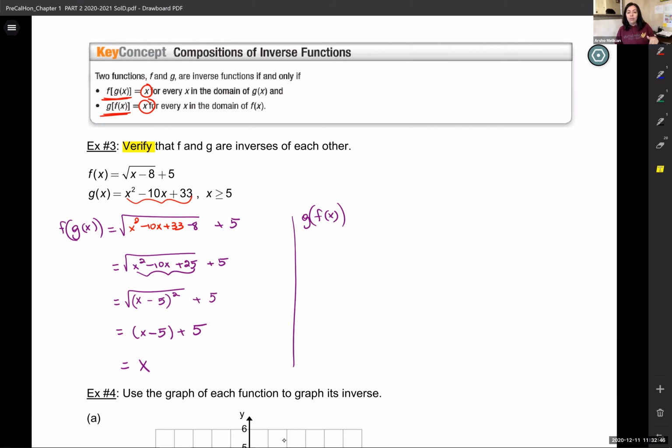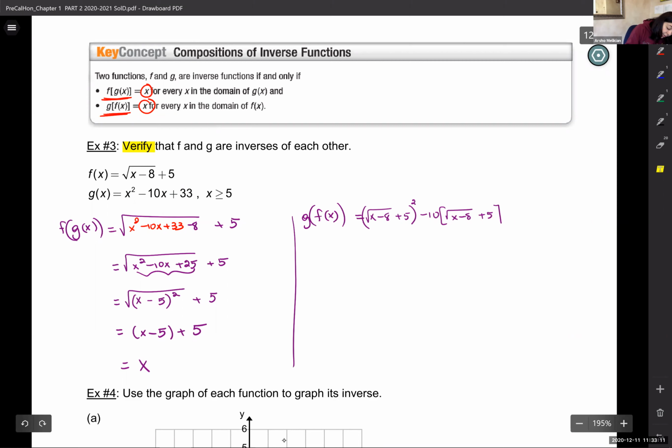So now let's do g of f of x. There's no way that's going to give you an x, right? Well, let's see. There's a little bit of math here. So we're going to put f into g. So it's going to be x minus 8 plus 5 squared minus 10 times x minus 8 plus 5, plus 33.